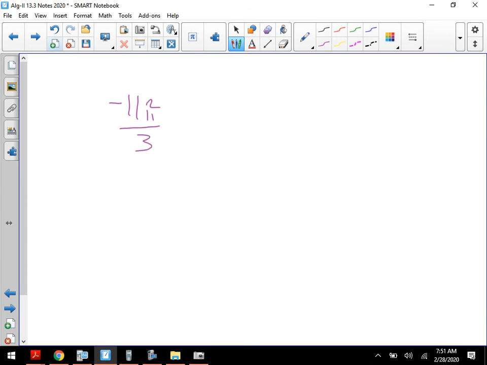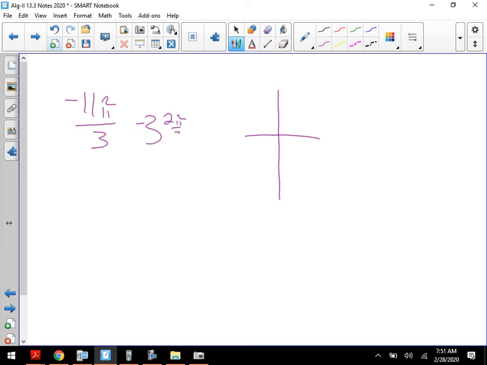All right, first things first. How many times does 3 go into 11? 3. How many are left over? 2. So, we know this is going to be negative 3 and 2 pi over 3. Negative means I start the other direction, and we still count pi's. Ready? 1 little, 2 little, 3 little pi's.